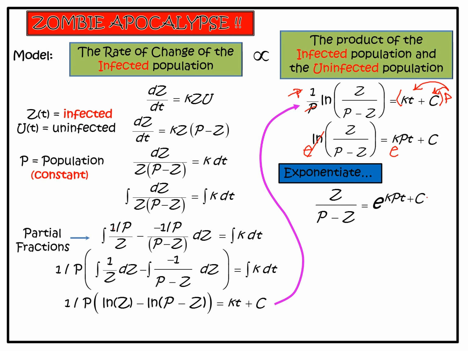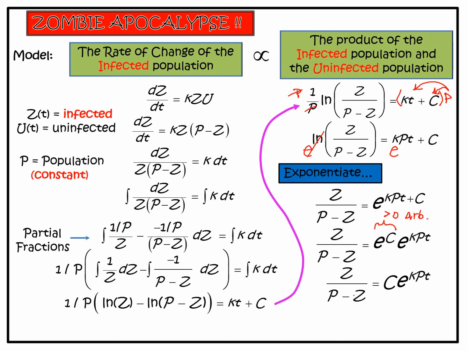So again, we're going to break this apart. You add the exponents that comes from a multiplication. So that's the same as saying e to the c times e to the kpt on the right-hand side. And this e to the c, that's a positive arbitrary constant. So this is greater than 0, and it's arbitrary. So let's rename that, and let's just call it c. So we've got z over p minus z is c e to the kpt, and there is a restriction here that c has got to be greater than 0.